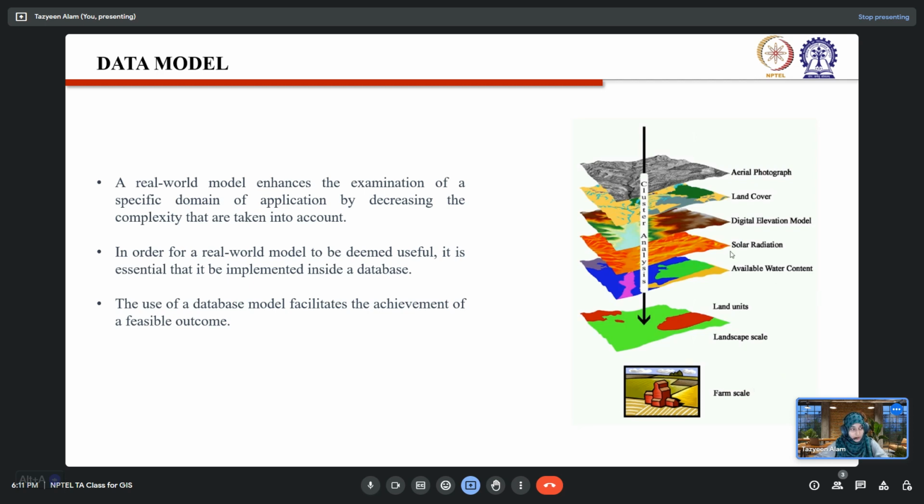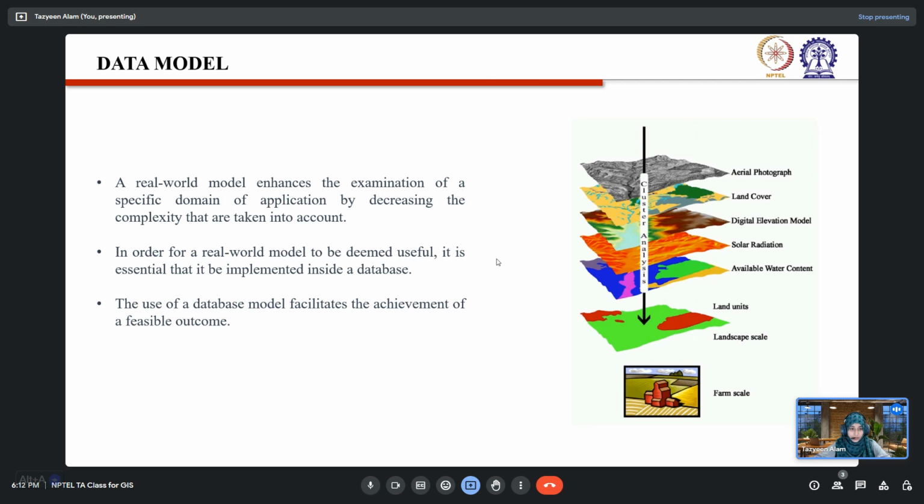So you have several layers like your water content, your solar radiation, your digital elevation model that gives your terrain, the land cover that gives the different types of specifications of the land that is present there, and your aerial photograph that is your actual imagery that represents your real world.